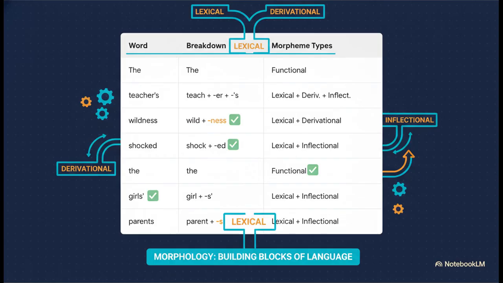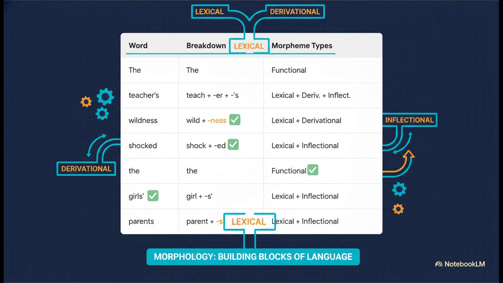All right, let's break it down. In teachers, we start with the core word, the lexical morpheme, teach. We add the derivational er to make the noun teacher. And then we add the inflectional possessive s for the grammar. For wildness, we take the adjective wild and add the derivational ness to create a new noun. With shocked, we're just adding the inflectional ed to the verb shock to show it happened in the past. We haven't made a new word. And you can see that same exact pattern with girls and parents, where we're just adding grammatical info about possession and being plural.